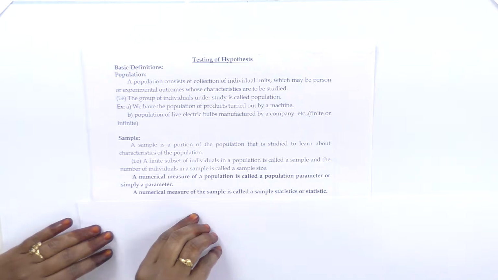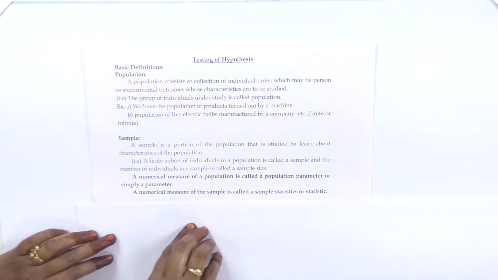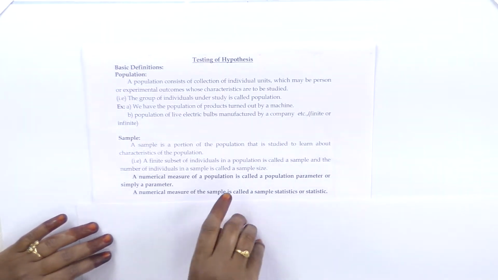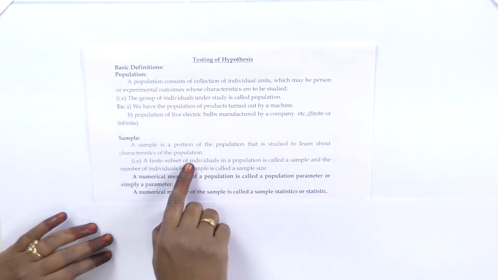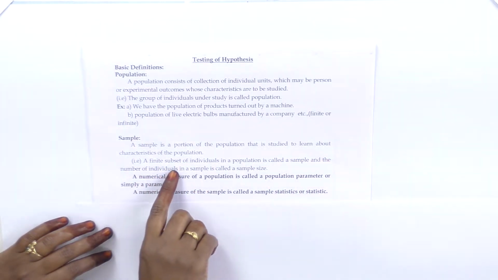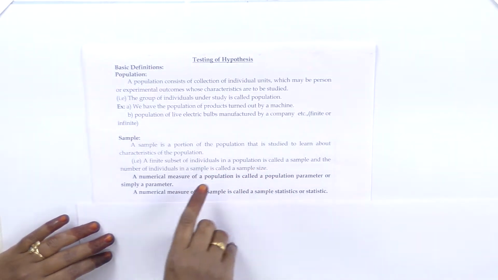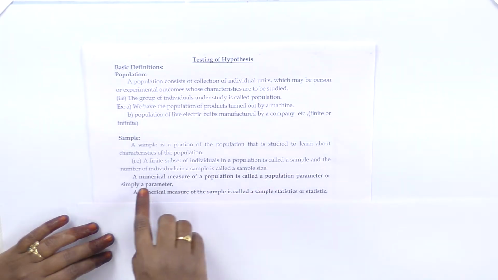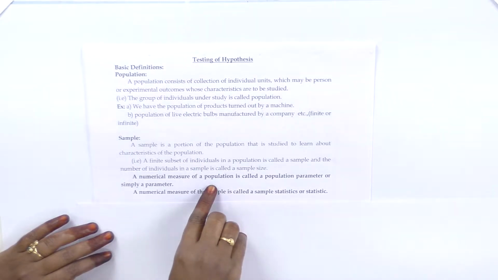Next one is sample. A sample is a portion of the population that should be studied to learn about the characteristics of the population. That is, a finite subset of individuals in a population is called a sample, and the number of individuals in it is called the sample size. The sample size is always denoted by the letter small n.